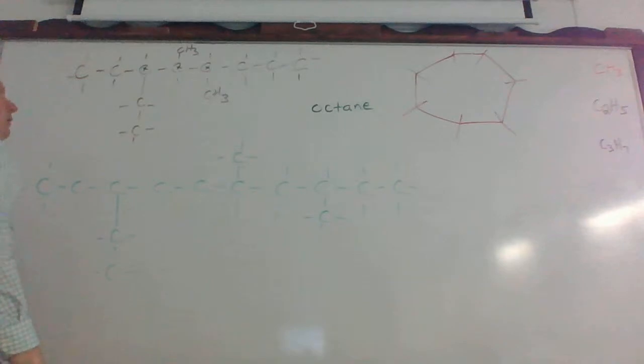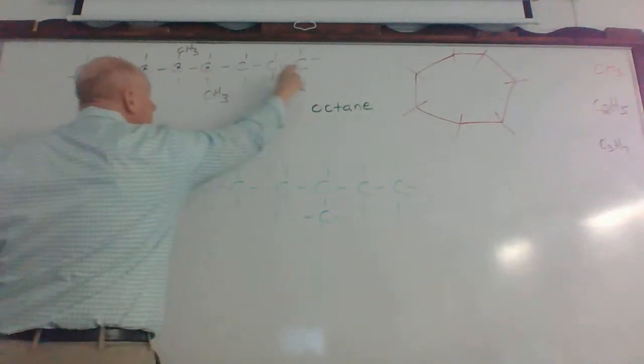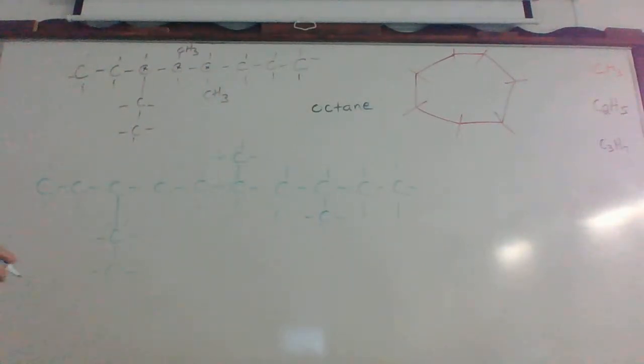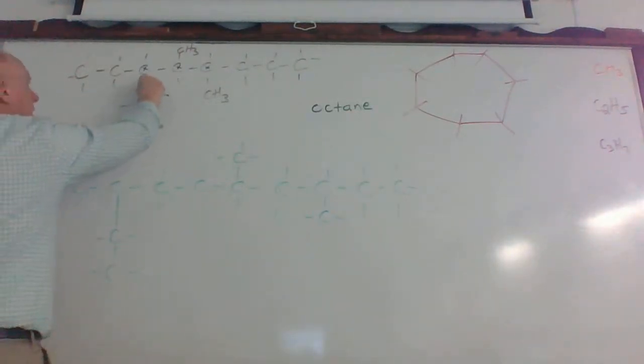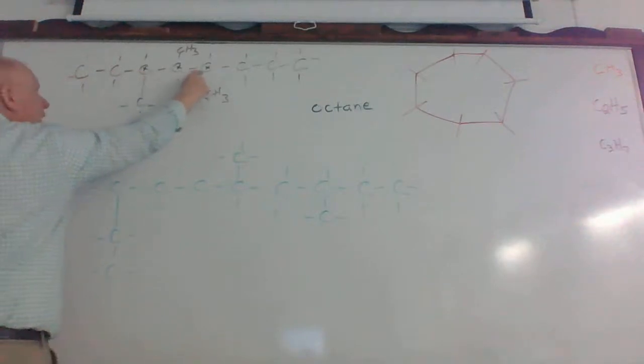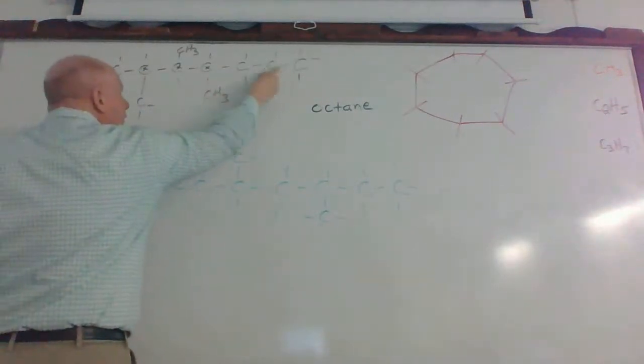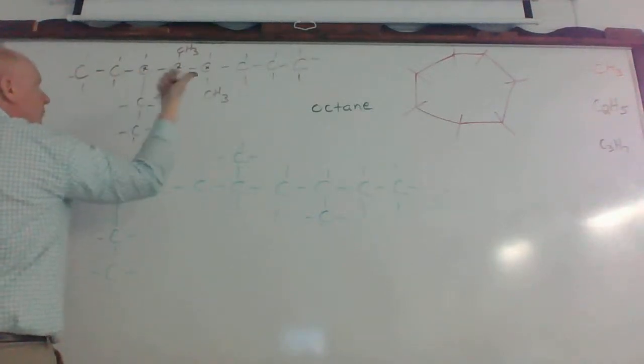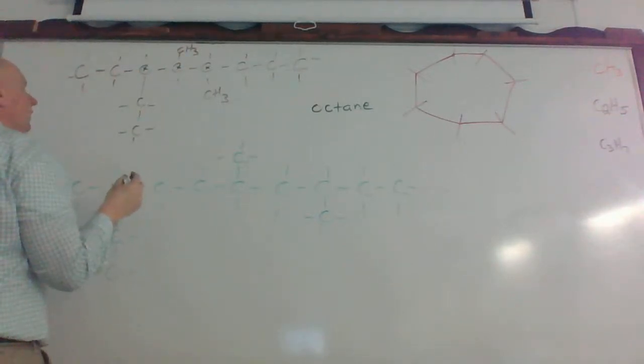So now, is this going to go left to right or right to left? Are we sure? Yes, it does, because if we go left to right, we have branching off of 3, 4, and 5. If we go this way, we have 4, 5, and 6. So it has to be going this way.